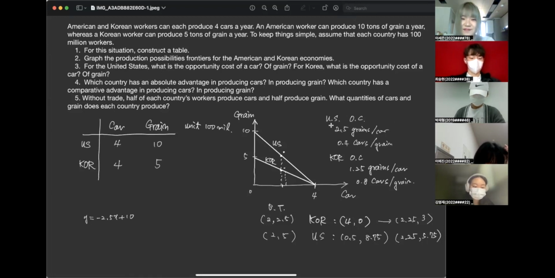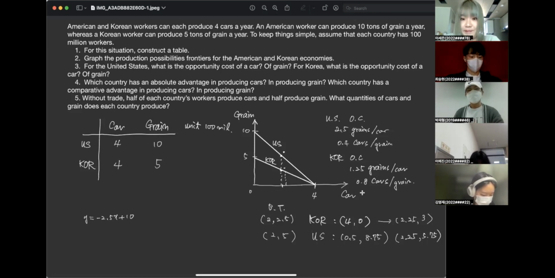Good. So far so good, right? This one, we don't need any extra explanation about this, I believe. We are smart enough to understand this, right? 5 divided by 4 is 1.25, the opposite of it is 0.8. Good. 4 divided by 5 is 0.8. So the opportunity cost of each one is calculated, right?